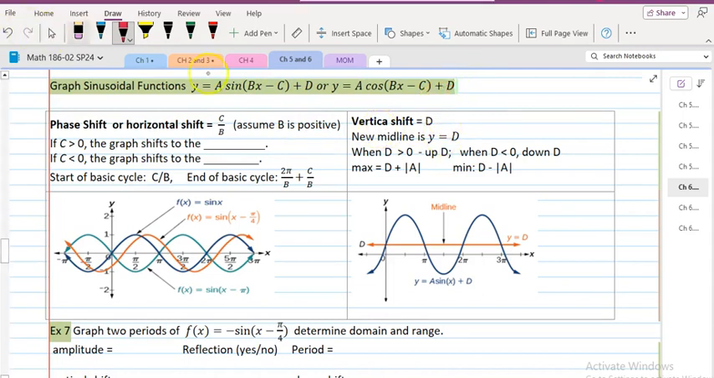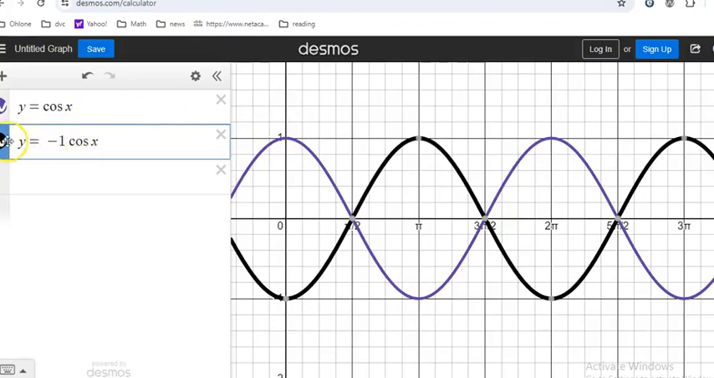Oh, there's a typo here. Vertical shift. That means up or down. Okay, up or down. So let's experience this in a Desmos graph.